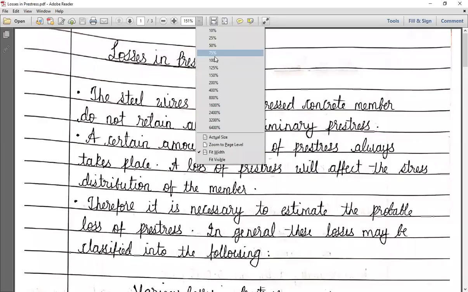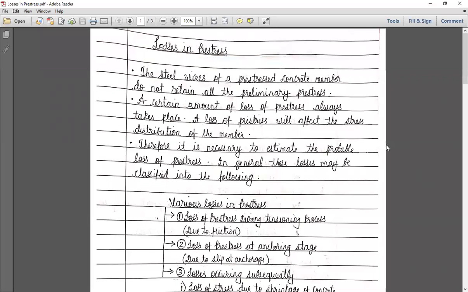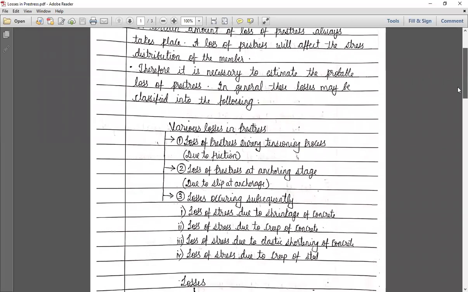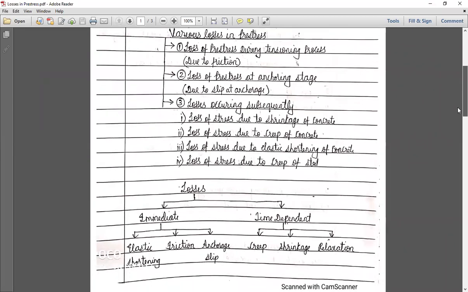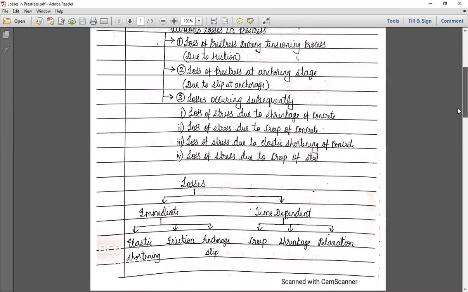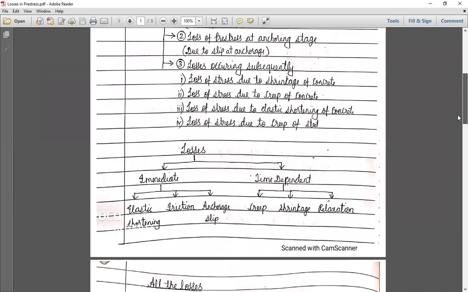So in the morning session, we have covered this already. So losses in pre-stress. I have just classified that based on the procedure, that is during the tensioning process, during the anchoring stage, and losses occurring subsequently. In losses occurring subsequently, you have loss due to shrinkage, loss due to creep of concrete, loss due to elastic shortening, and loss due to creep of steel, which is also called relaxation in steel.